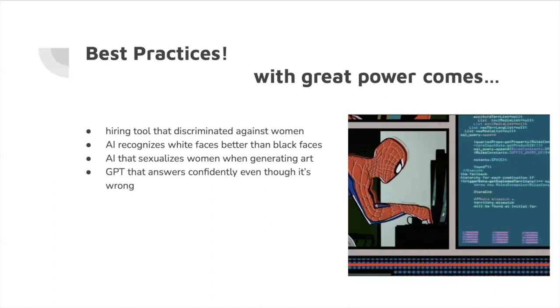The second one, AI recognizing white faces better than black faces, is also an example of the data. The model was trained with maybe a lot more white faces. So all of a sudden it's recognizing white faces a lot better than black faces. So that's a bias that comes from the data, right?